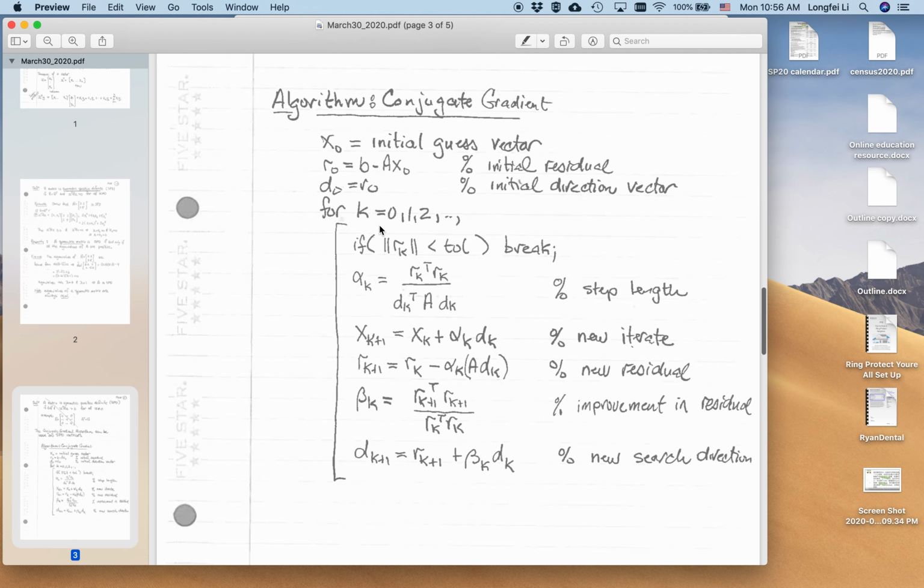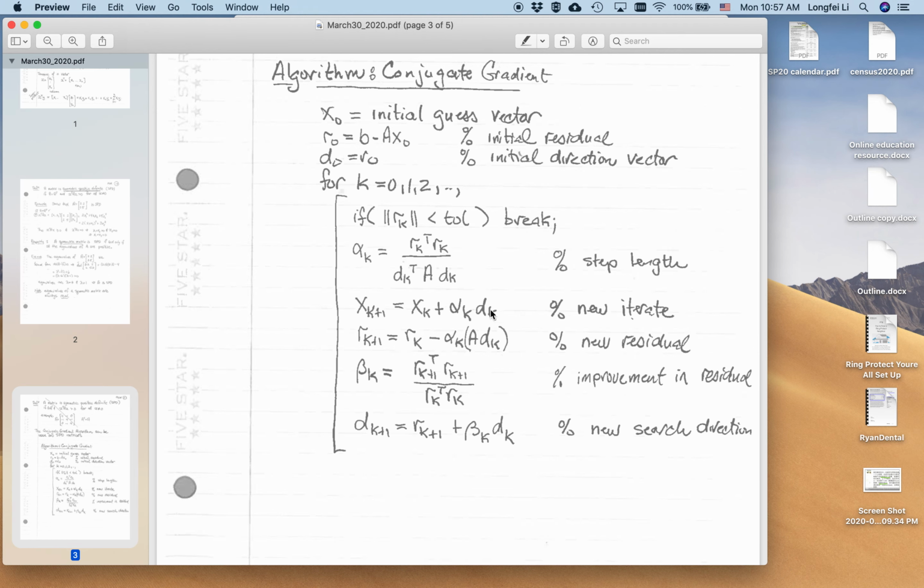For the following iterations, if my residue is less than my tolerance, then I can break. I'm happy, and this is my solution. Otherwise, I'm going to update three quantities. The first quantity is called alpha k, and that is a step length. This is given by the residue divided by this quantity.